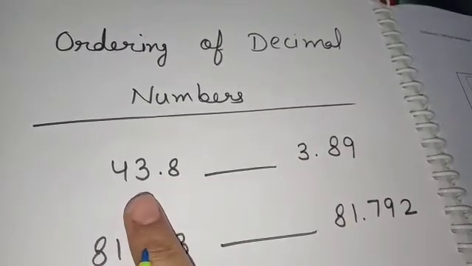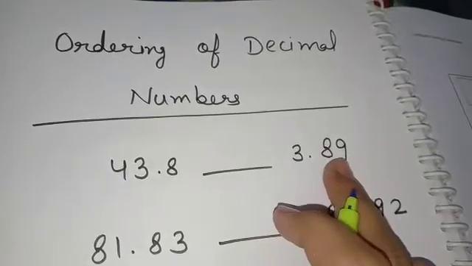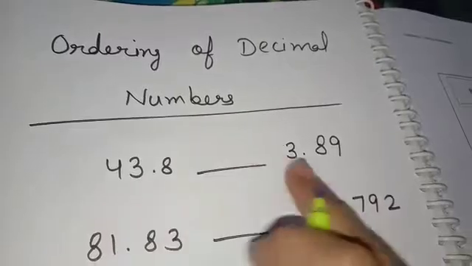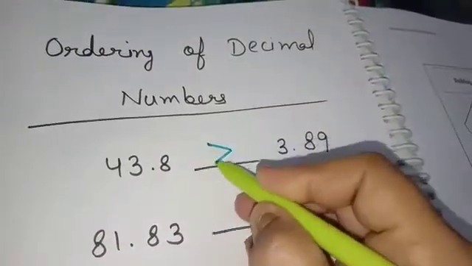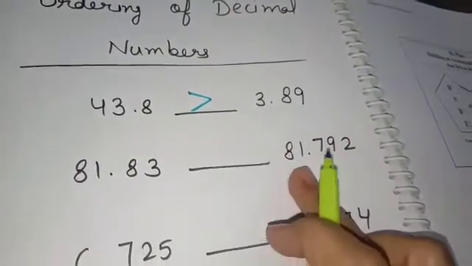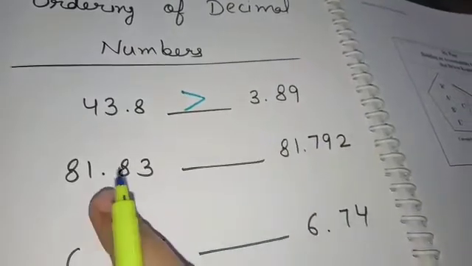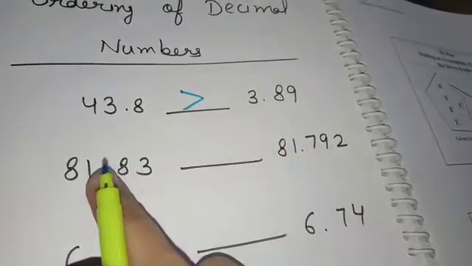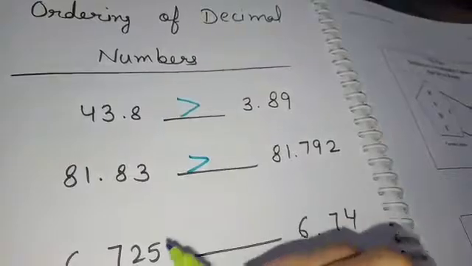For example, we want to compare 43.8 with 3.89. First of all, we compare the whole number part as 43 and 3. Which one is greater? 43. So this one is bigger. But in case both whole number parts are same, then what will we compare? The digit after decimal, means the 10th place digit. Here it is 8, here it is 7. So this one is bigger.